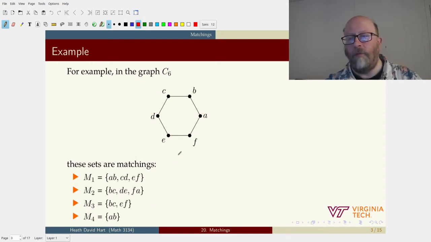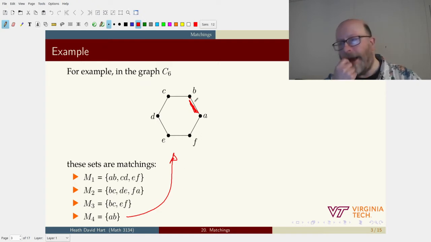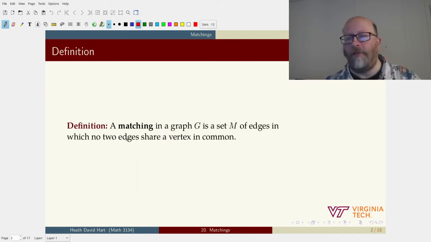And so this is also a matching, just the single edge AB. It matches two of the vertices and leaves four of them unmatched. So the requirement is that a matching cannot repeat vertices. So no two edges share a vertex in common.